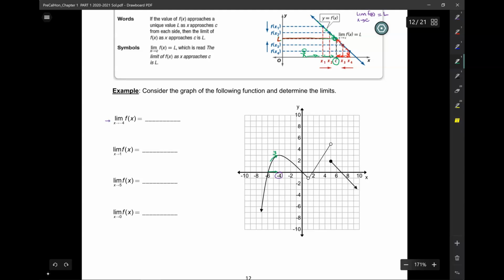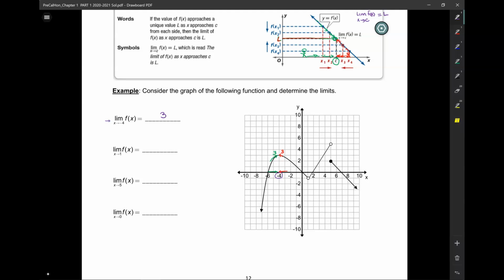Okay, we're not done evaluating a limit yet because we only looked at one side. Now let's take a look at the right-hand side. As I approach -4 from the right-hand side, and when I get really close to -4, what y value does the graph look like it's approaching? Y equals 3. Because from the left and the right, the graph was approaching the same y value, we say that is the limit of f of x as x approaches -4.